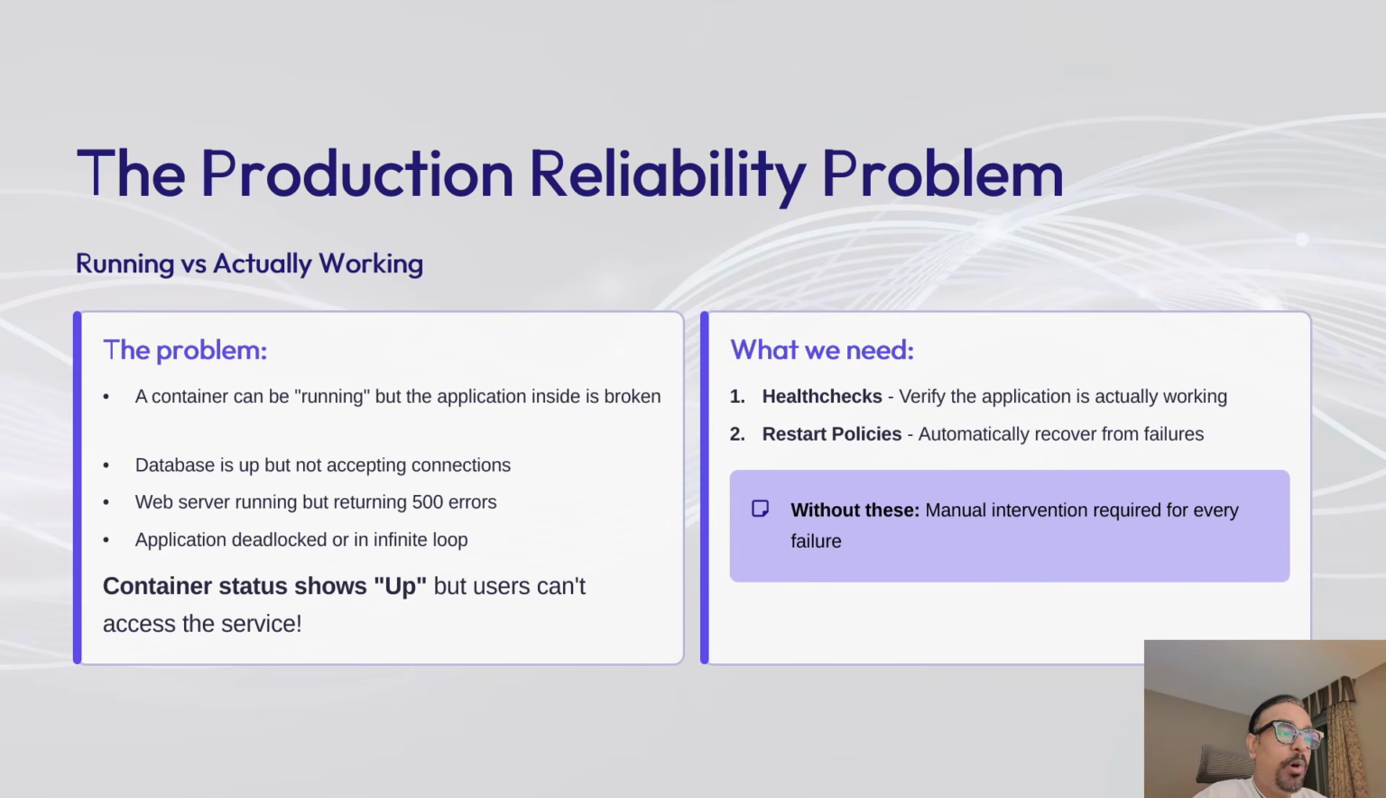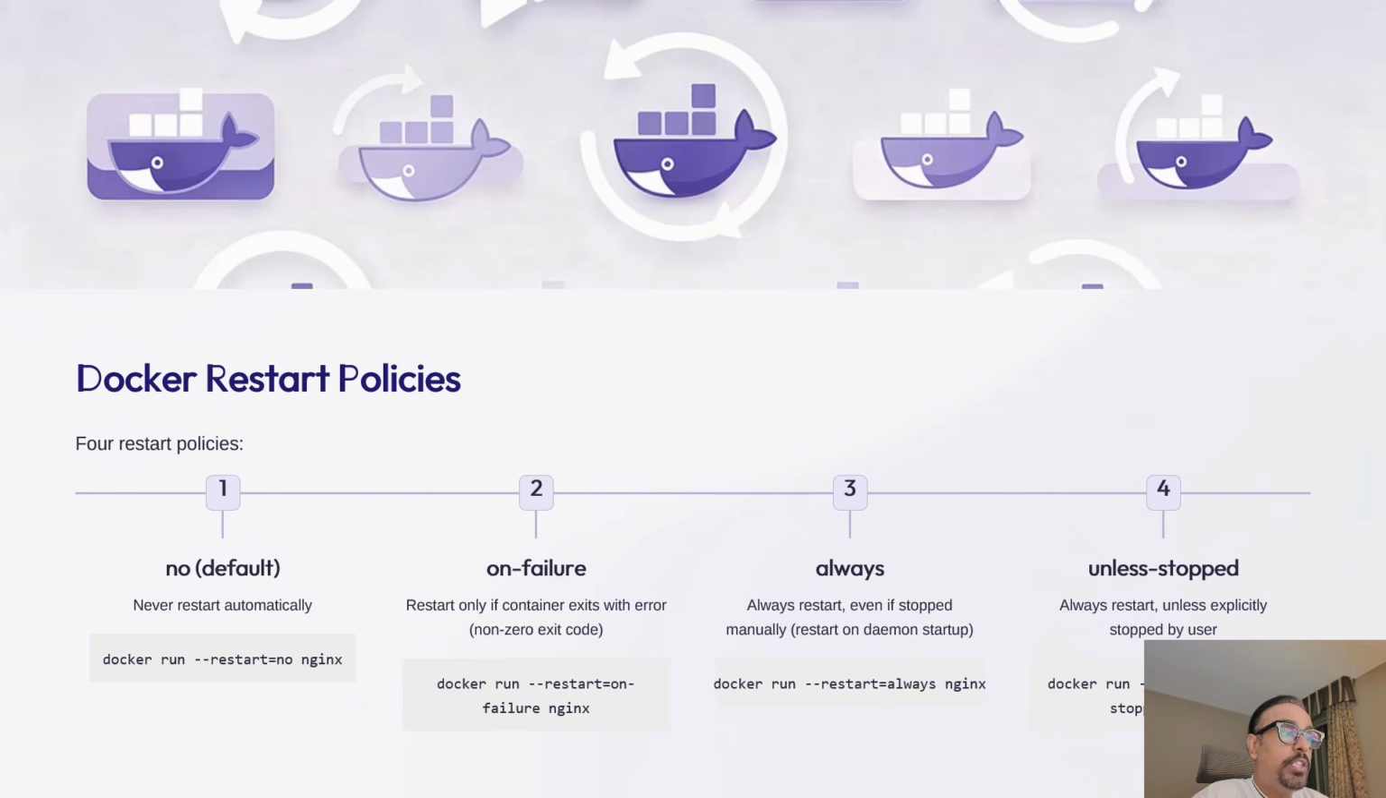This feature transforms Docker from a container runtime into a reliable production platform. Without them, you are flying blind and manually fighting fires. With them, your containers are self-healing and resilient. Docker provides 4 restart policies that control what happens when the containers stop.